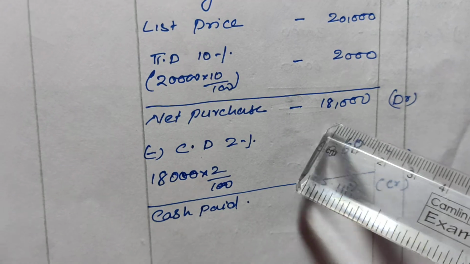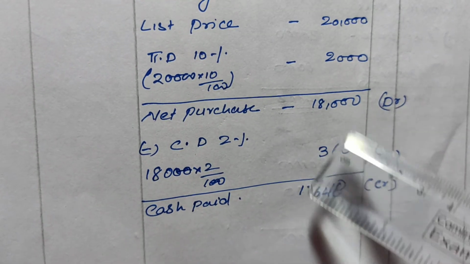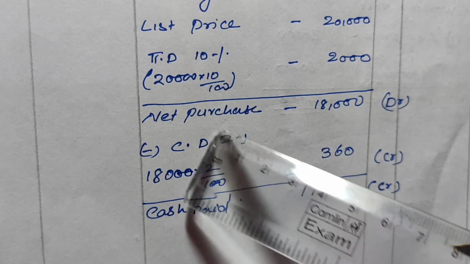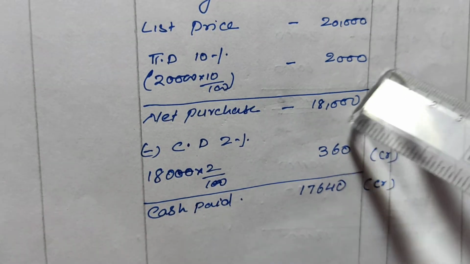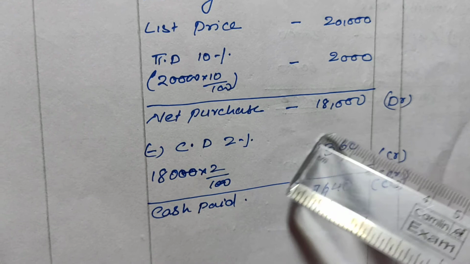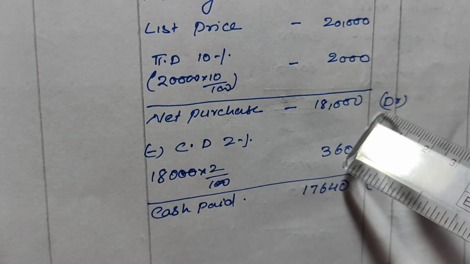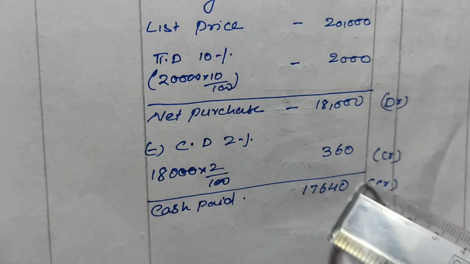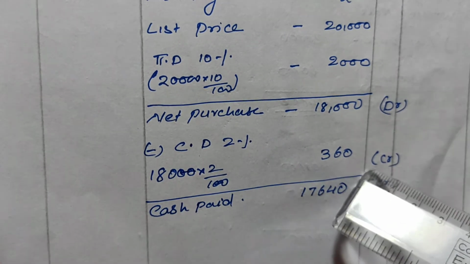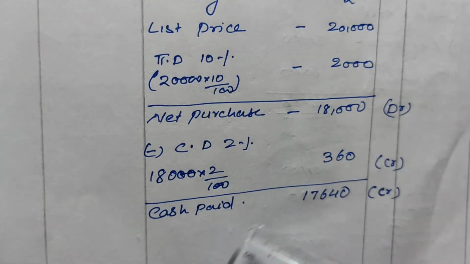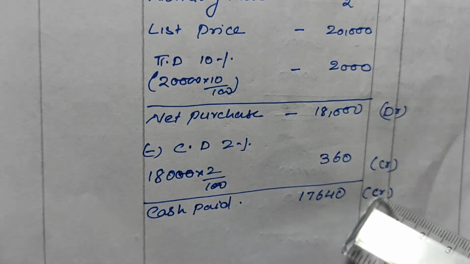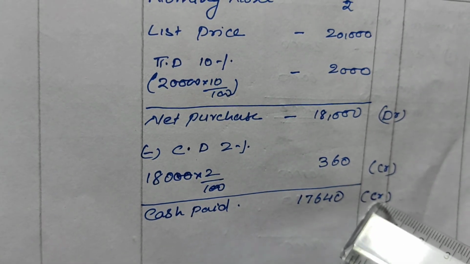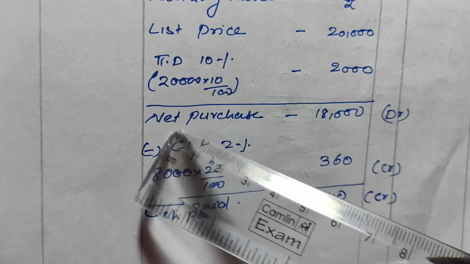Now we have to do the journal entry. With these three amounts we have to do the journal entry. If it is purchases, this amount will be debited. Purchases account will be debited. Then if purchases is debited, cash and discount will be credited. Here we are receiving discount, so it will be credited, and we are making the payment, cash is going out, so cash will be credited.